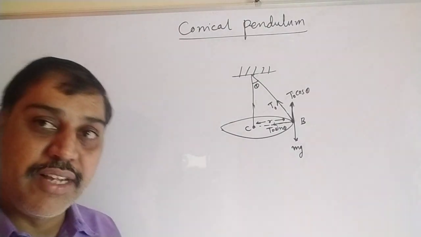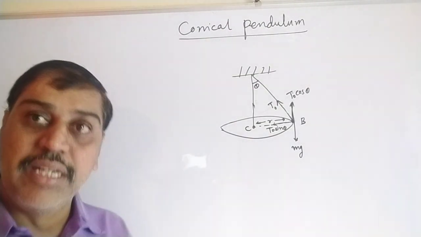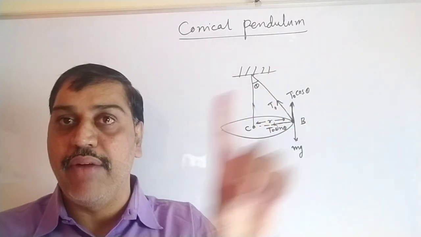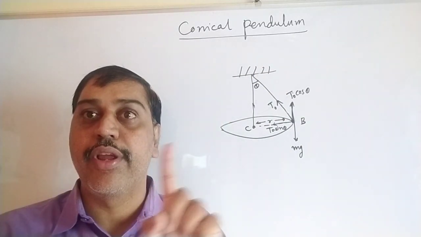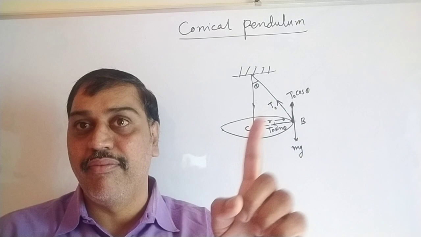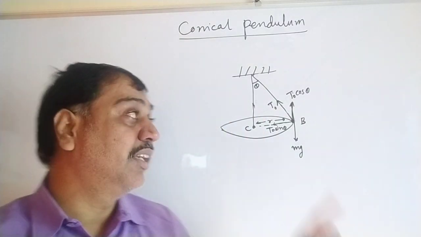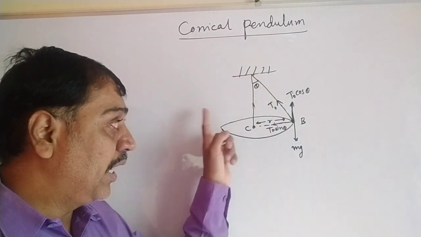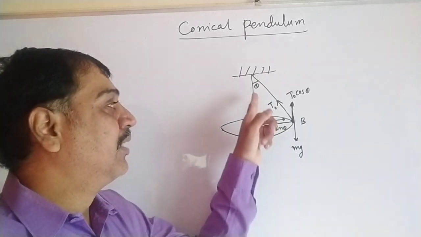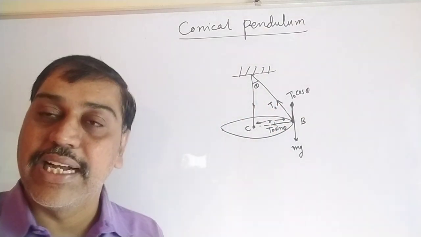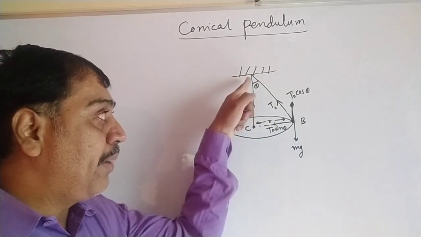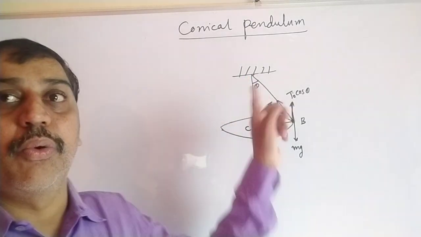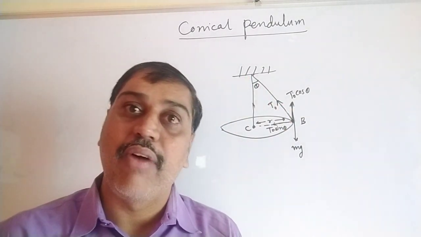Now, what is the difference between a simple and a conical pendulum? A simple pendulum performs a to and fro type of motion. A conical pendulum performs a horizontal circular motion along the circumference of a circle, and its string will make a cone, an ice cream cone like this, with an angle theta. Theta is said to be the semi-vertical angle, half of the conical angle. The remaining half here is again theta, so the total vertical angle will be twice theta.